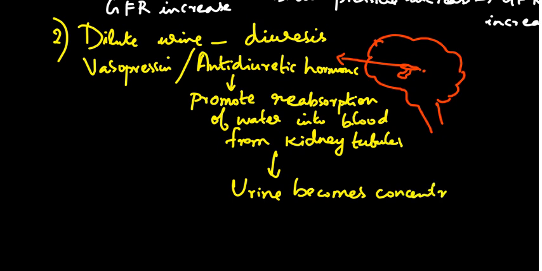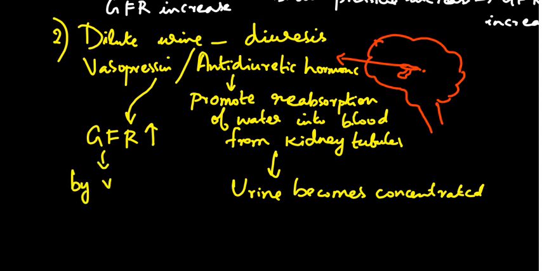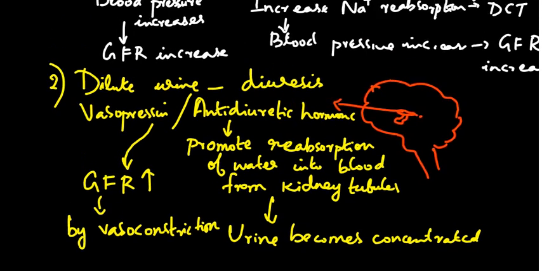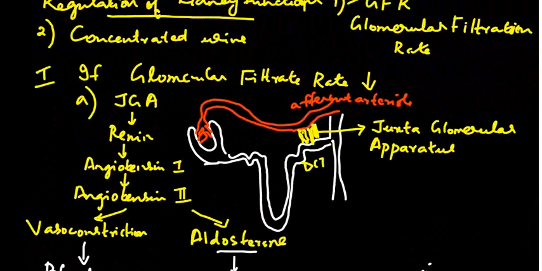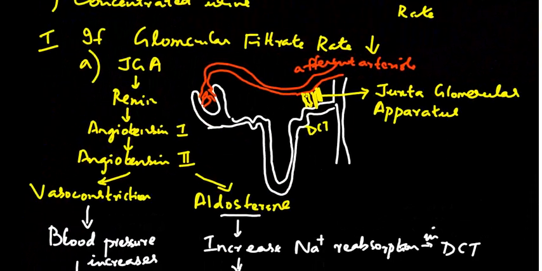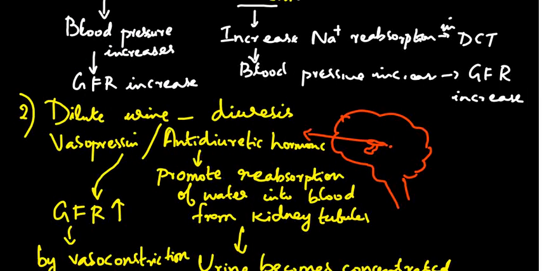Antidiuretic hormone also functions in increasing the glomerular filtration rate. It can increase the glomerular filtration rate by vasoconstriction. So these are the two ways kidney functions are regulated. Kidney functions can be regulated either by the juxtaglomerular apparatus renin-angiotensin mechanism, or by the antidiuretic hormone method.